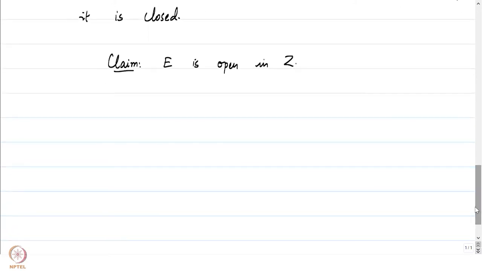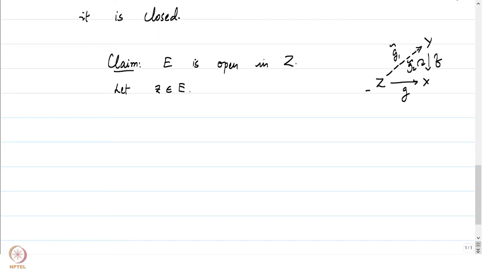And to do this, let's pick some arbitrary point. Let Z be a point in capital E. Let me draw the diagram here for you. Y to X, we have our map F, we have the map G from Z to X, and we have two lifts, G1 tilde and G2 tilde, both of them satisfying the condition that Z0 is being mapped to the same point in capital Y.